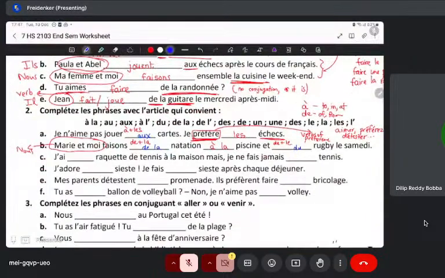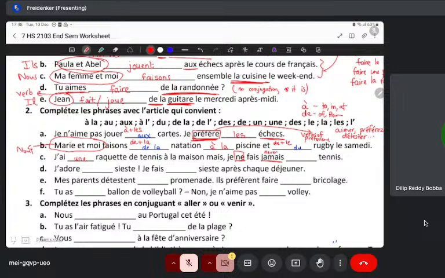Okay. C. I have dash racket. This is evidently feminine, so I will use UNE. I have a racket of tennis. So I have a tennis racket in the house. But je ne fais jamais dash tennis. Okay. I never played tennis. That is what this person is trying to tell. Because you have any here, even if you don't have PAS, it doesn't mean it is not a negative sentence. The moment you see any, it means it is a negative sentence, but it's some other negative sentence. This means never. So I never played tennis.